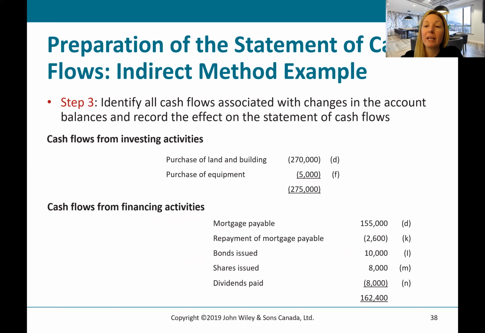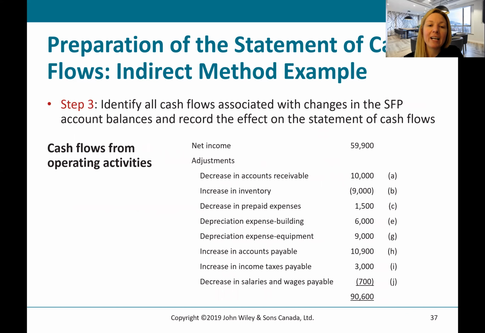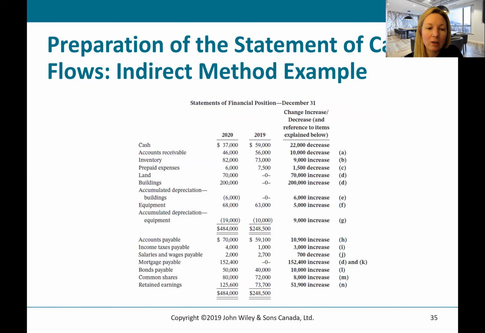So we've got a mortgage payable. We were told that the company received a mortgage for $155,000 in the question. So we're going to have that as a cash inflow. We should also be able to see that on the statement of financial position. Yes. So we can see mortgage payable is $152,400.